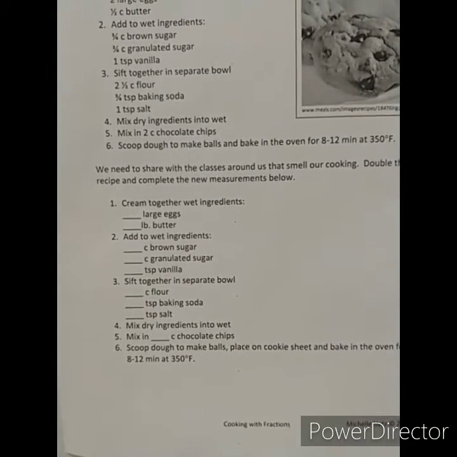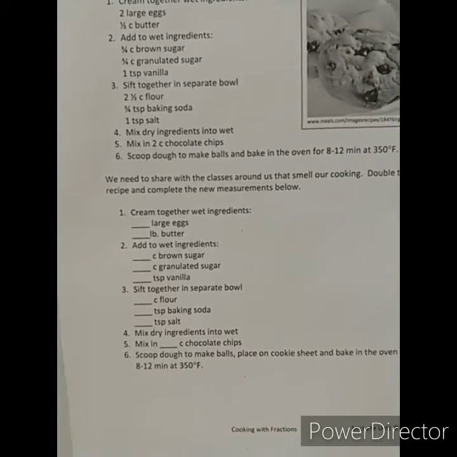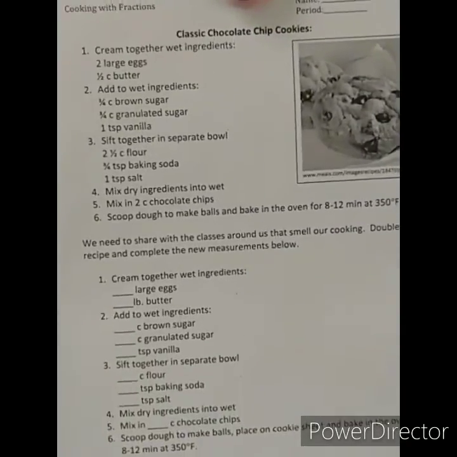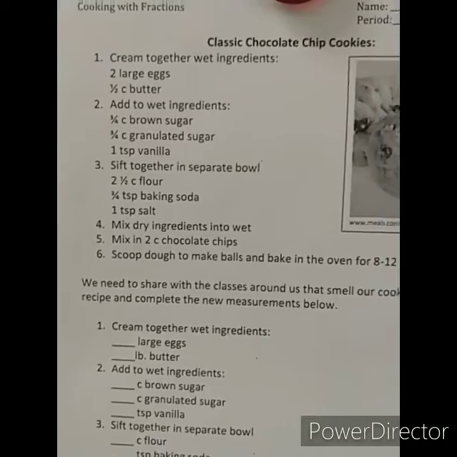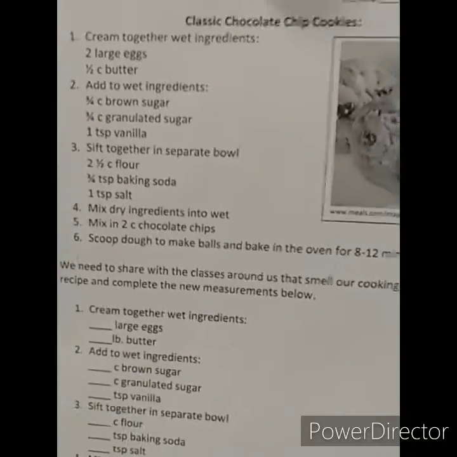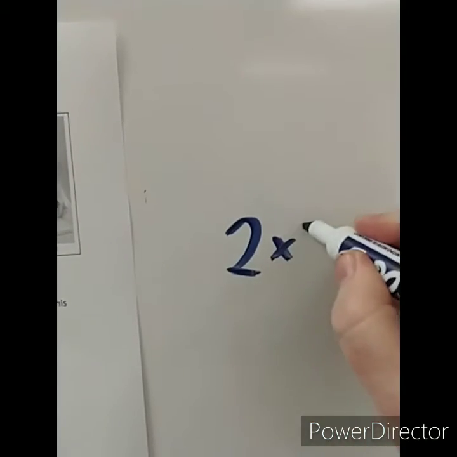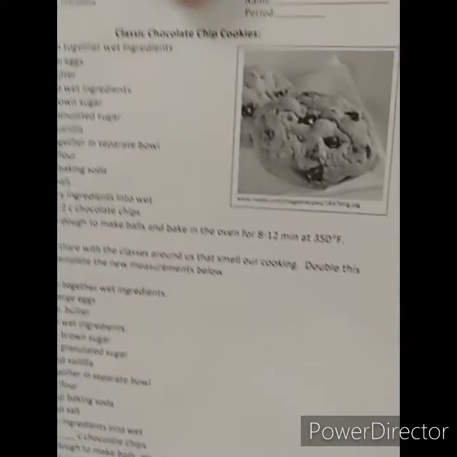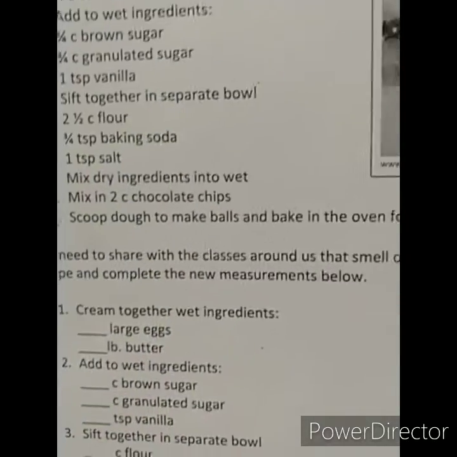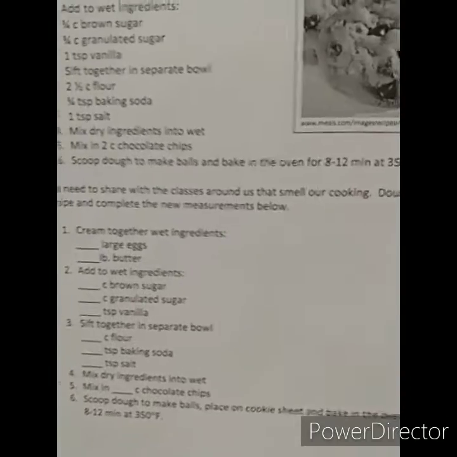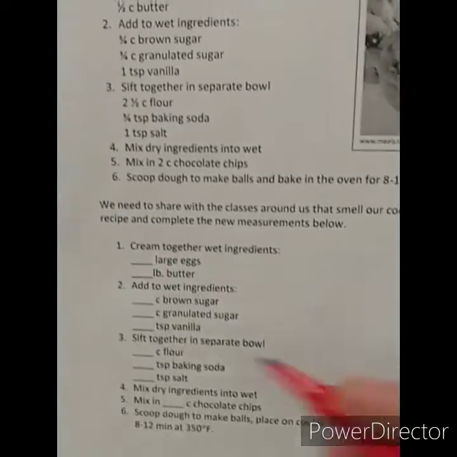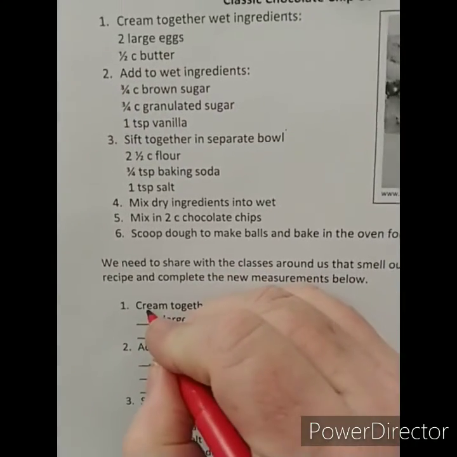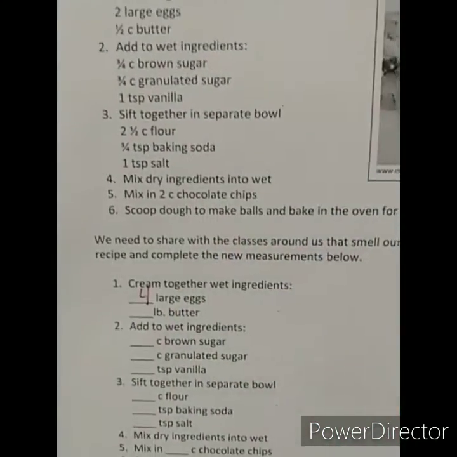So the first one, number one, is to cream together the wet ingredients, which are large eggs and butter. So I see that I have to have 2 large eggs. Double means I want to make 2 batches of this. So 2 times 2 equals 4. That's pretty easy. So now all I have to do is write 4 on my paper. And here we go. I need 4 large eggs.